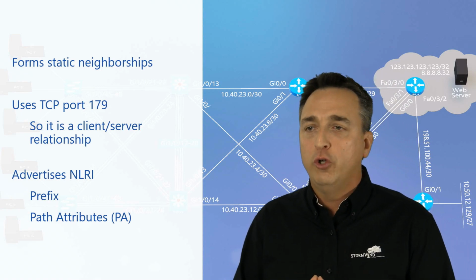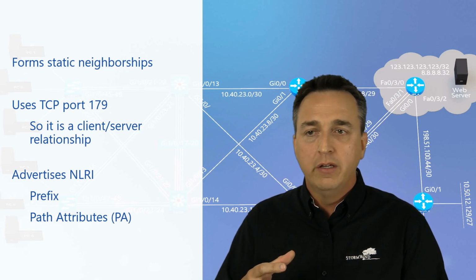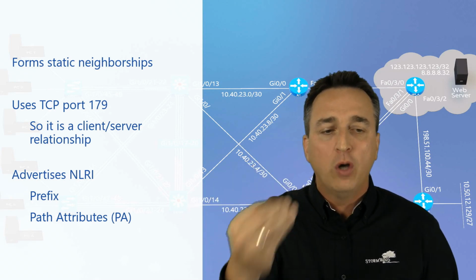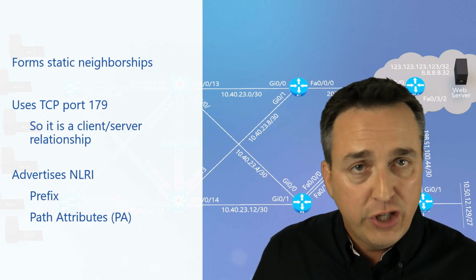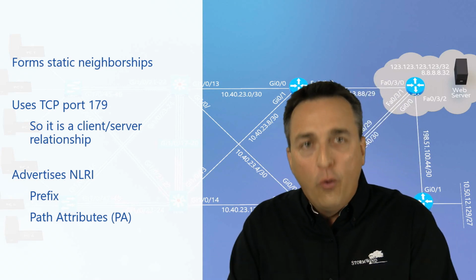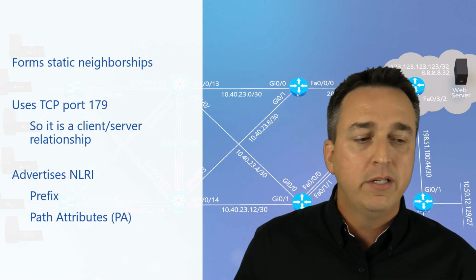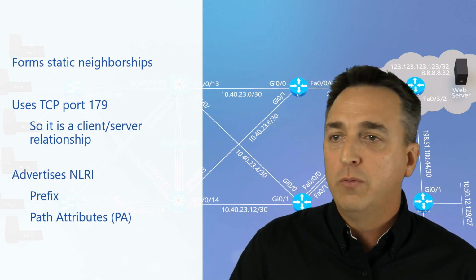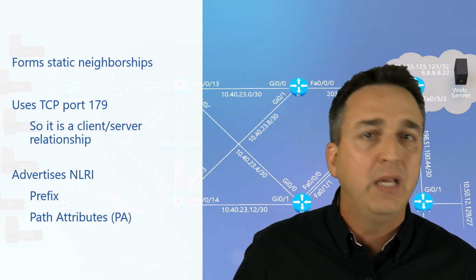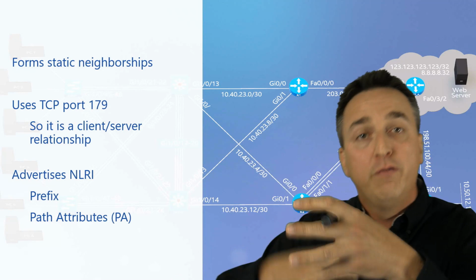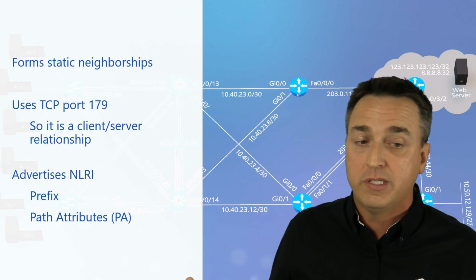So in order for you to share information using BGP, the two routers actually have to open a communication channel with each other and form a neighborship. And we do this statically. Now, this is different than your OSPF routing protocol or your eIGRP routing protocol, which you would use primarily inside of your organization for routing purposes.